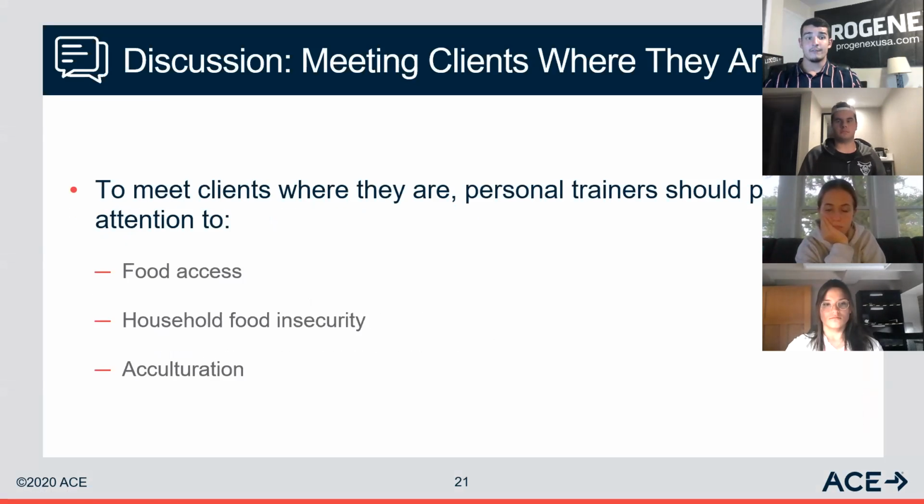Also have to be sensitive of food access. Where does this person live? Can they make it to a grocery store, or is all they have available junk food? Household food insecurity, and then cultural factors.